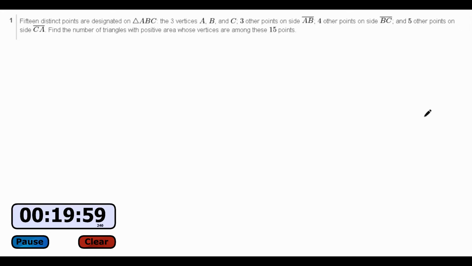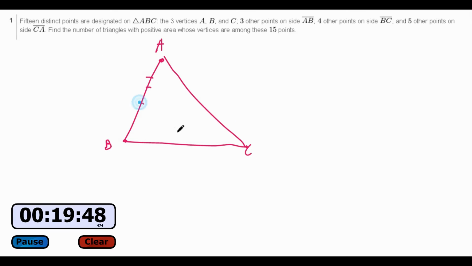Timer start. Okay, so we have 15 distinct points on a triangle ABC. So let's draw ABC. We have 3 points on AB, 4 points on BC, and 5 points on AC. And then we want to find the number of triangles with positive area whose vertices are among these 15 points.